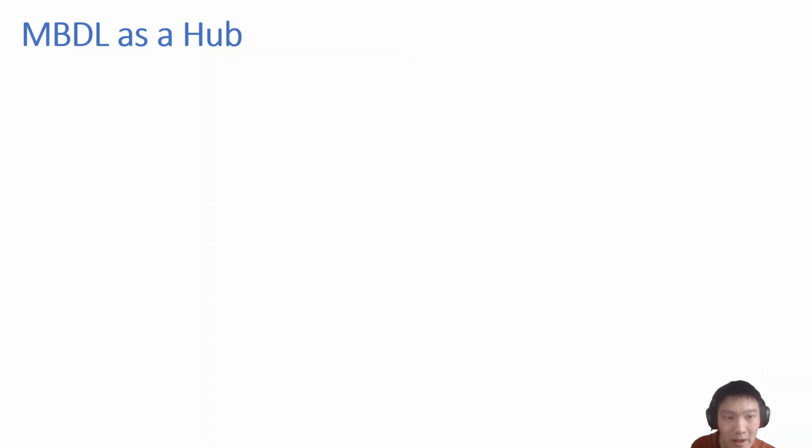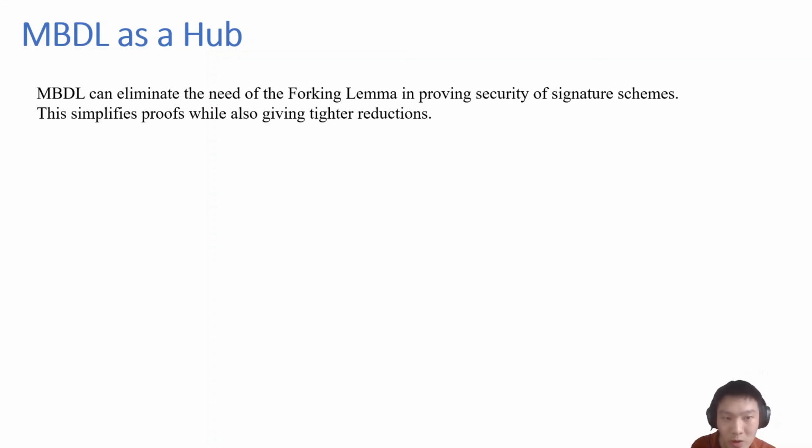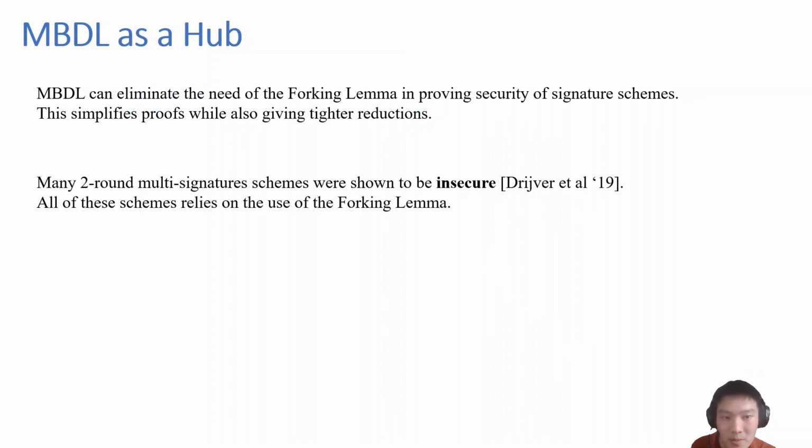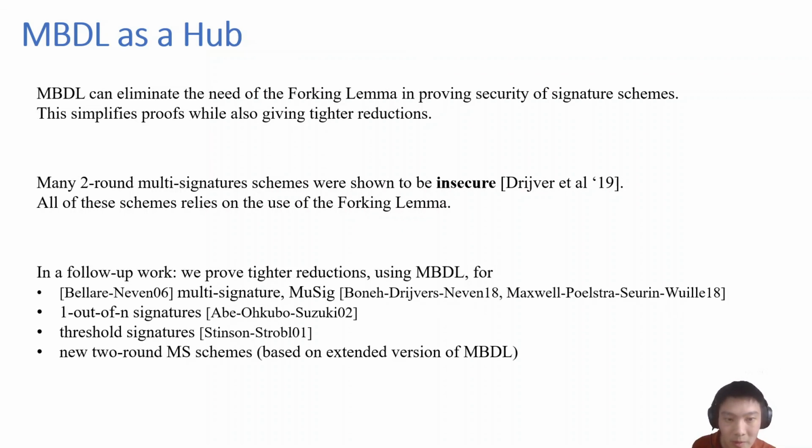And finally, we believe that MBDL as a DL-like assumption can be applied in other settings. In particular, MBDL can eliminate the need for rewinding in forking lemma-based proofs. For example, Drijvers et al. have shown that fork lemma usage in multi-signatures can be error-prone, leading to insecure schemes. And in the follow-up work, we show that MBDL can be used to prove security of other schemes, such as the Bellare-Neven multi-signature scheme, MuSig, one-out-of-n signatures, threshold signatures, as well as new two-round multi-signatures based on an extended version of MBDL.